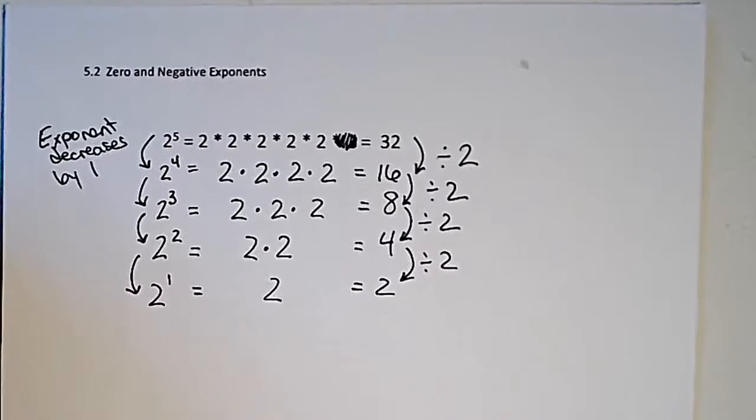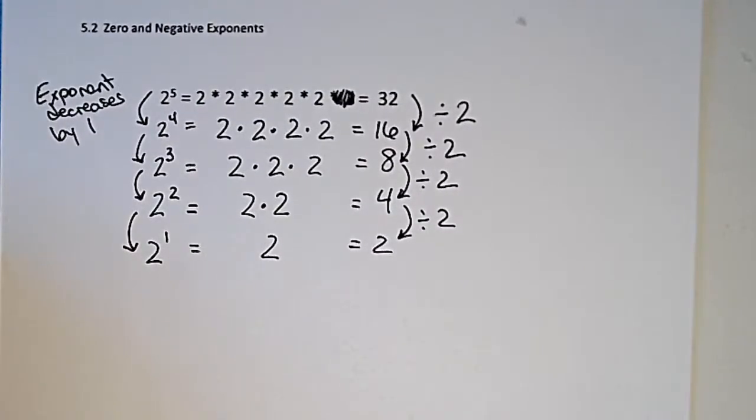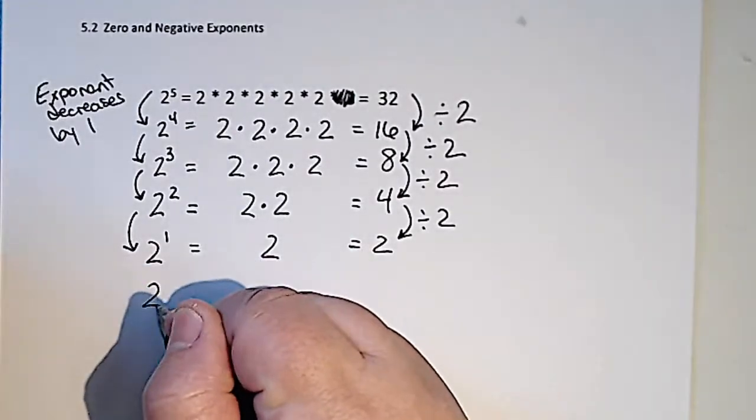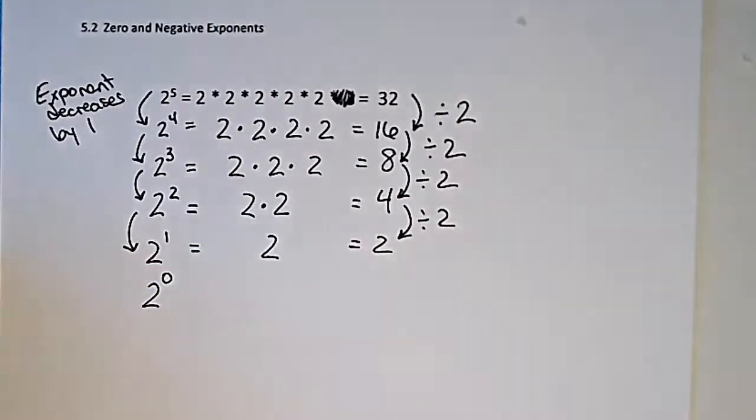And you guys are all going, yeah, this is great. Why'd we do it? And the answer is because I'm going to keep going. And I think a lot of reasonable people would be like, what? And I would say, yeah, totally. Let's do it. Let's go to 2 to the 0th.